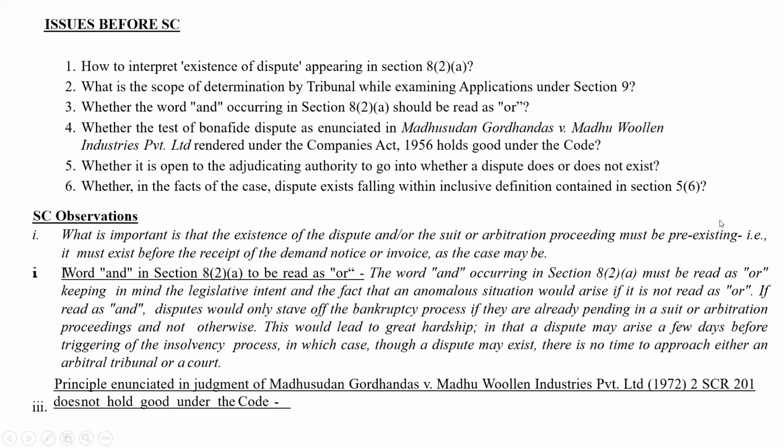So they said the word "and" occurring in Section 8.2A must be read as "or", keeping in mind the legislative intent and the fact that an anomalous situation would arise if it is not read as "or". If read as "and", disputes would only stop the bankruptcy process if they are already pending. So they said a dispute need not be already pending. It could be existence of a dispute, if any, or record of pendency. So there could be a dispute even though there is no suit or arbitration proceeding pending. And now the word "and" has been replaced by "or" after this judgment.